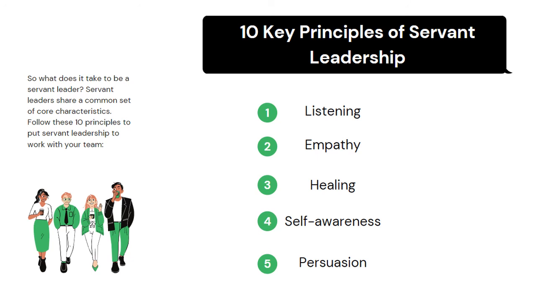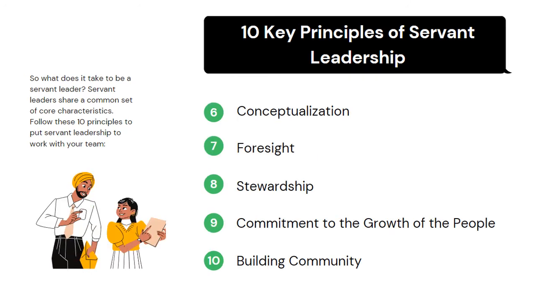Number five, a key principle of servant leadership, is persuasion. Servant leaders use persuasion to build consensus and get buy-in from their team. In that way, everyone feels like they have a stake in the team's success. So that's also an important key principle of servant leadership.